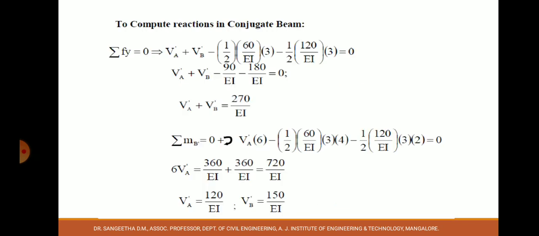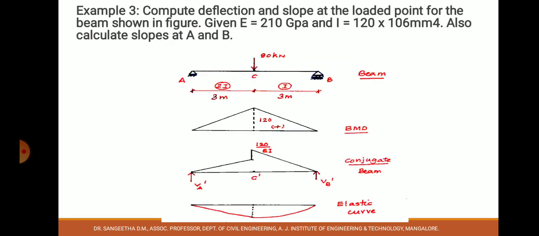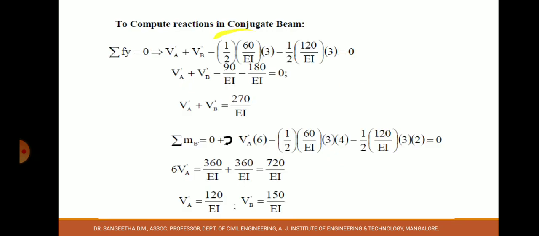So once you get the M by EI diagram, next compute VA dash and VB dash. How are we going to do this? Using the equilibrium condition, VA dash plus VB dash is equal to, first consider this triangle, half into base 3 meter, height 60 by EI, plus half into base 3 meter into 120 by EI. So VA dash plus VB dash is equal to 270 by EI.